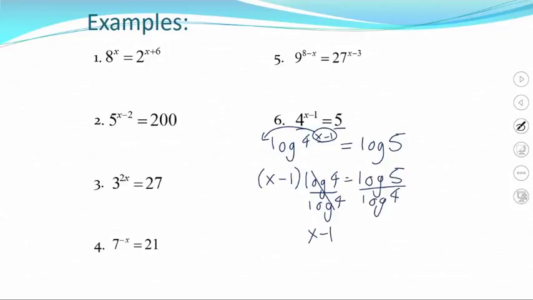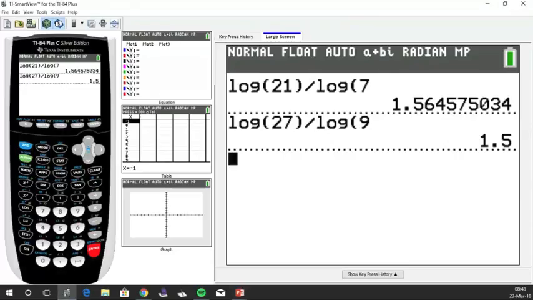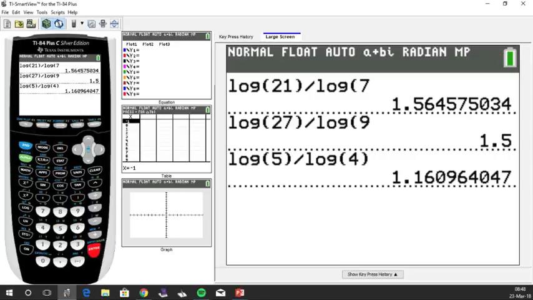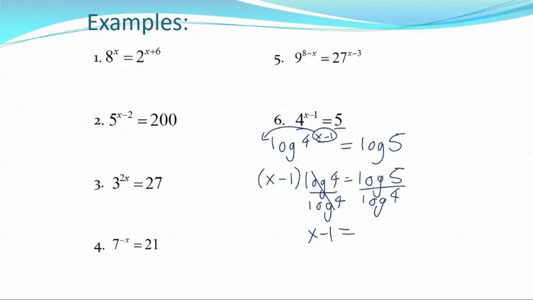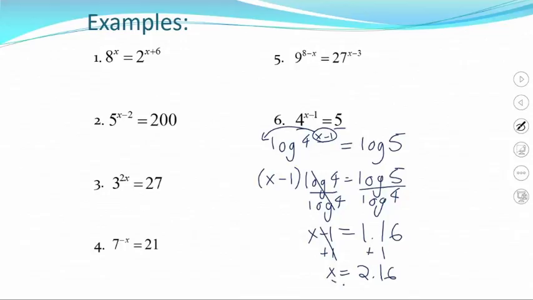Alright, so we get x minus 1 equal to, I don't remember, so let me get the calculator again. Let's see here. What was it? Log 5 divided by, oops, not times, divided by log 4. And 1.16. Alright, we'll add 1 to both sides and we'll be done. We'll get x equal to 2.16. And there we have it.